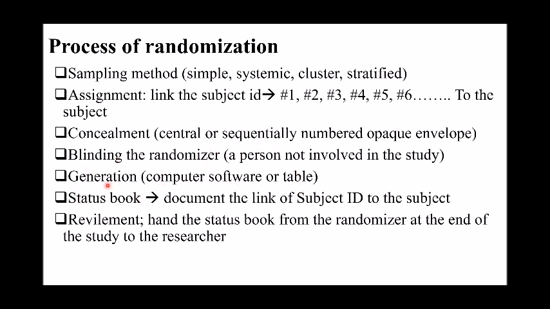And you give that individual a status book, which links the subject ID to the subject. At the end of the study, when you recruit your two arms, that person will do something called revealment, which links the subject ID with the person. So this is the process of randomization, whether it's simple, systemic, cluster, or stratified.